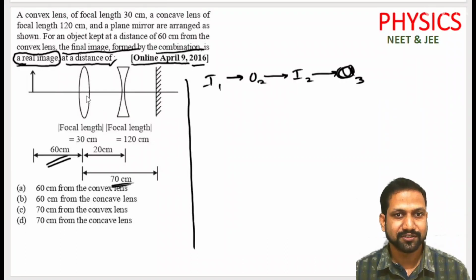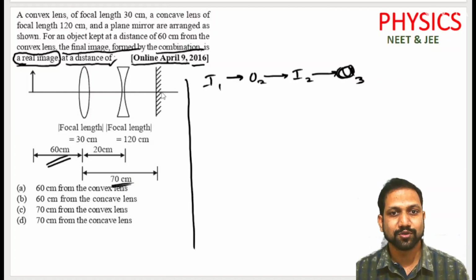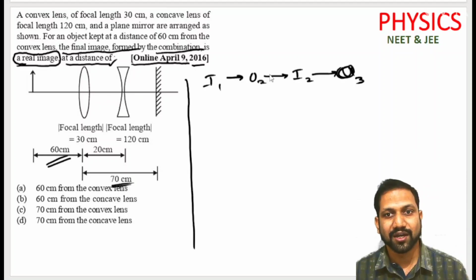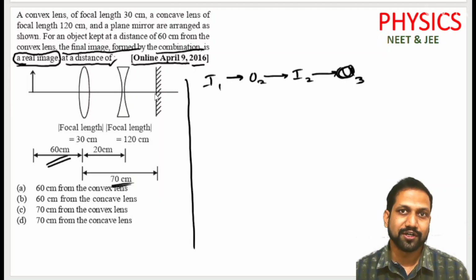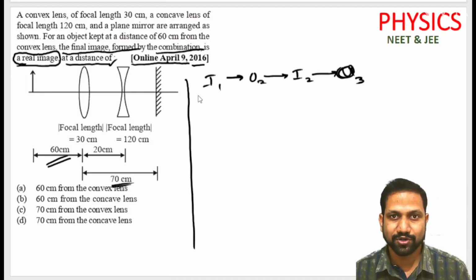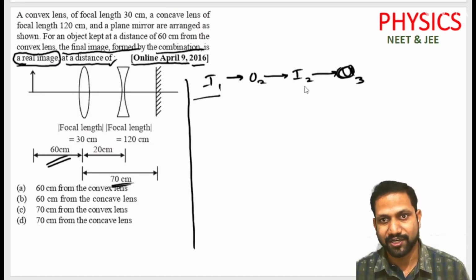Problem: the first lens is convex, the second lens is concave, and the third one is going to be the mirror, which is a plane mirror. I1 is the first image found by the first lens. This will be the object for the second lens, and I2 is the second image found by the concave lens, and it will be the object for the plane mirror, and so on. Okay, we have to first locate where I1 is, and then we should decide the nature of O2, and then we have to decide I2 and so on.